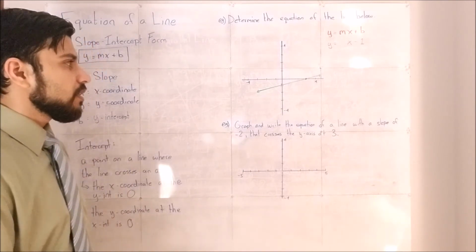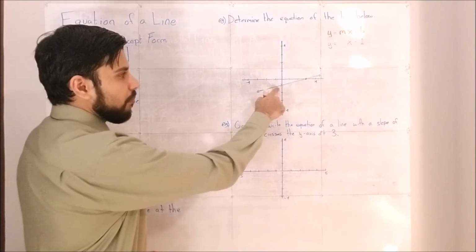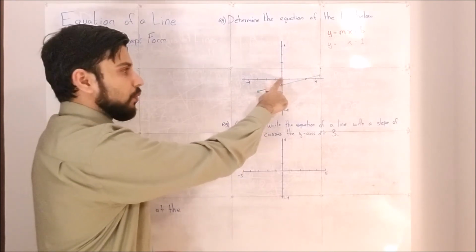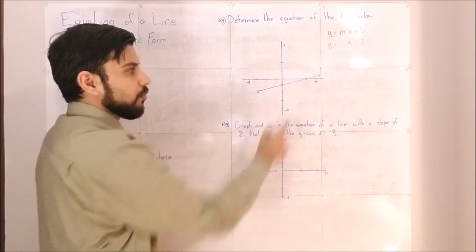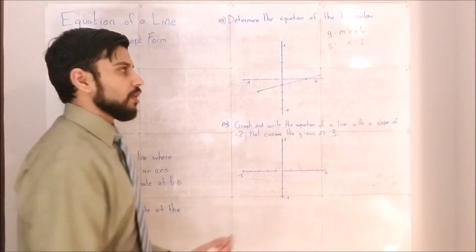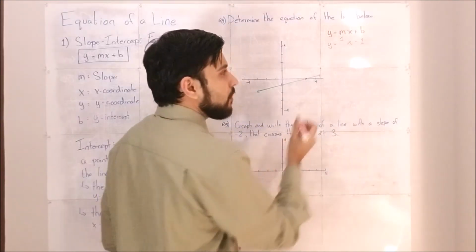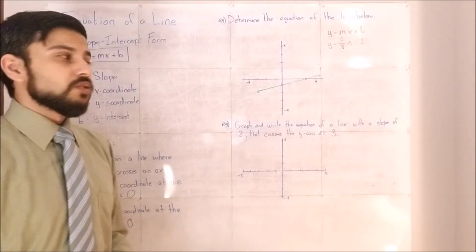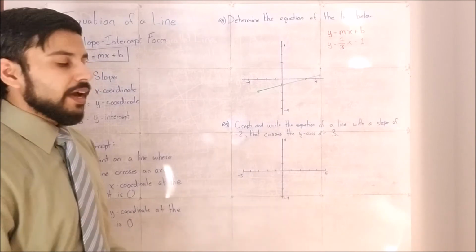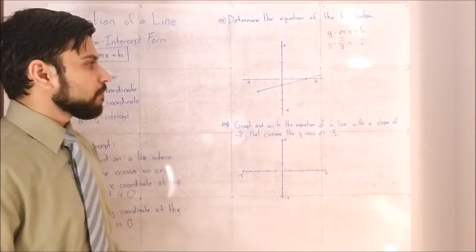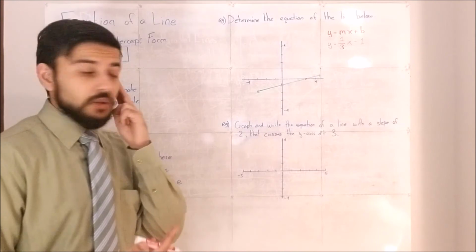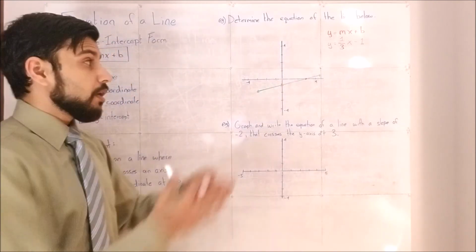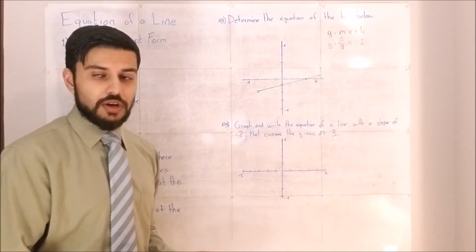So in this case, I move up by 1, so my rise is 1, and I move over by 3. 1, 2, 3. So my run is 3. So rise is 1, my run is 3. The equation of this line is y equals 1/3 x minus 1. Now, can we test this out? Yeah, absolutely. We've already got some points on our graph, so let's plug those into our equation and see if we've actually got it right.